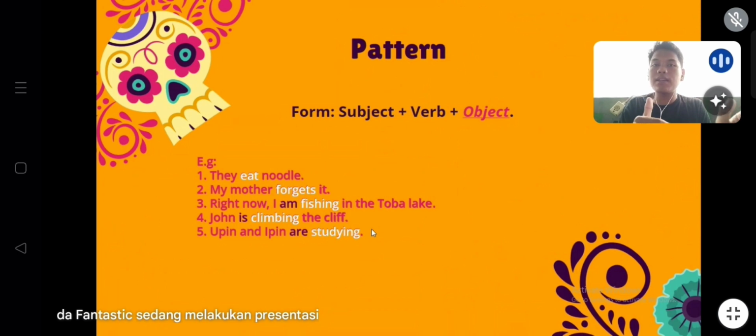John is climbing the cliff. I'm sorry. John is climbing the cliff. John is doing something that is climbing the cliff. Upin and Ipin are studying. Upin and Ipin are doing something that is studying. And remember, it contains an activity.